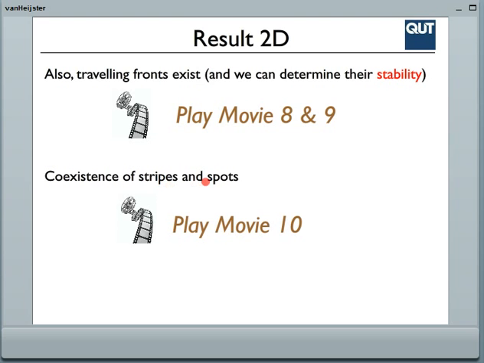and we can show that stripes and spots actually can coexist, so they can live peacefully. With all these results in 1D, which are rigorous, and in 2D it's a bit more complicated, so some of the results we're talking about here are only formal.